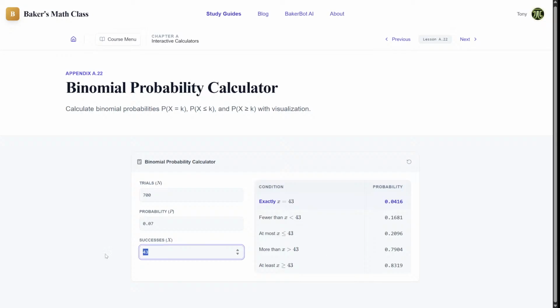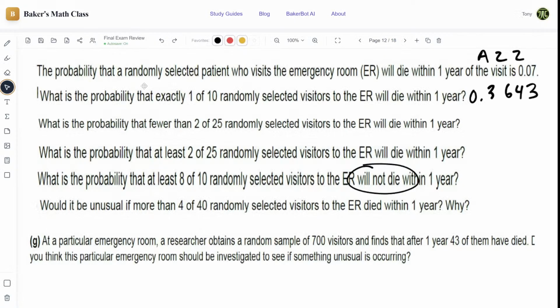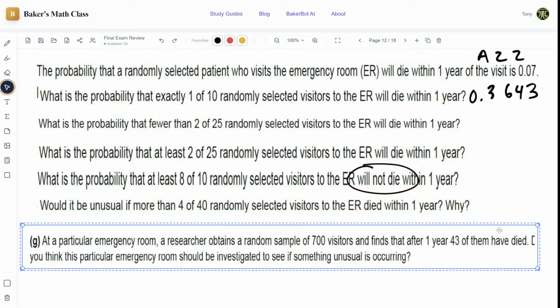So if I said 100 people died, that would probably be unusual. Like that shouldn't happen. But 43 is not that unusual. That is within the realm of possibilities.